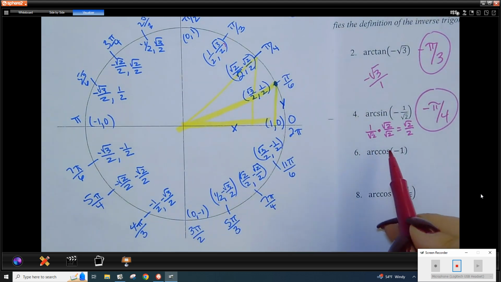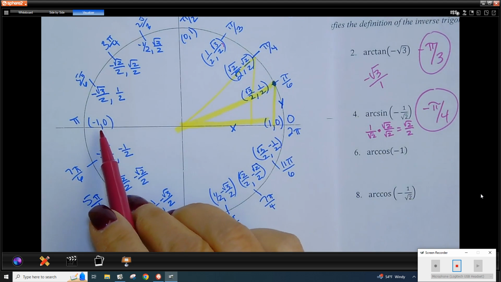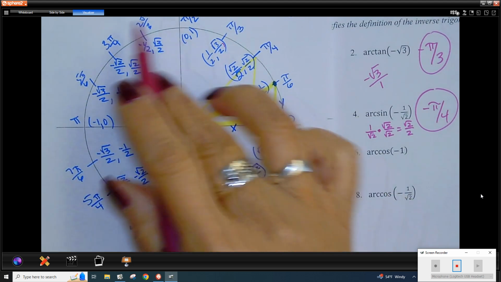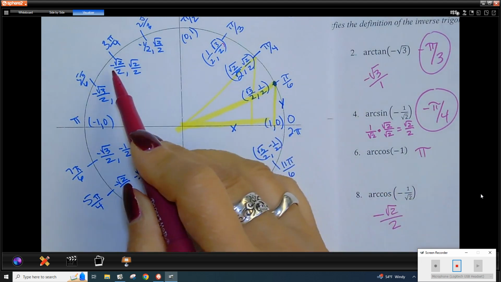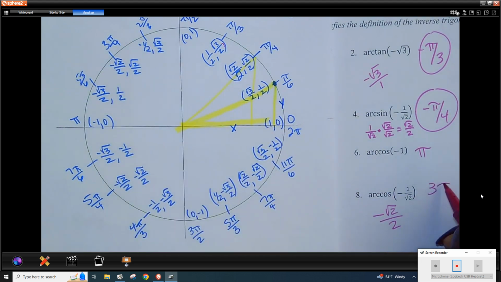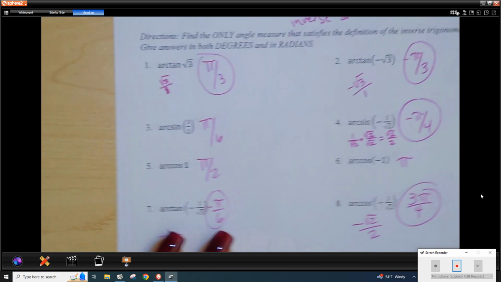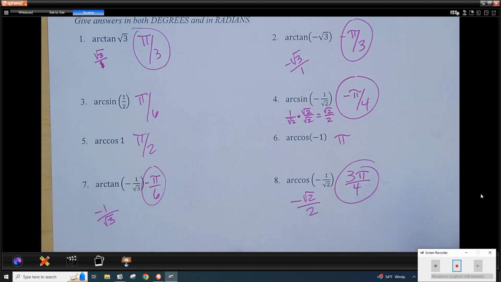Cosine of negative 1 is right here, which is within our cosine half circle. And cosine of 1 over square root of 2, remember that's negative square root of 2 over 2. So our x value for that is right here, which is less than pi for that circle. Okay, those are the values of those angles.